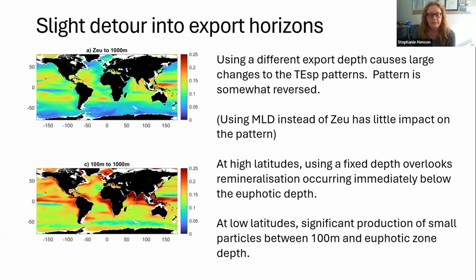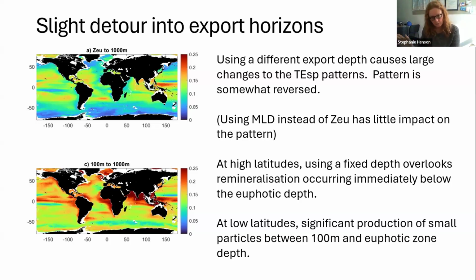At high latitudes, if we use a fixed depth like 100 meters, it seems to overlook any remineralization that might be occurring immediately below the euphotic depth, because at high latitudes, the euphotic zone depth is typically shallower than 100 meters. Whereas at low latitudes, we see a significant production of small particles between 100 meters and euphotic zone depth, because the euphotic zone depth is normally deeper than 100 meters. And so that's why you see this funny pattern.